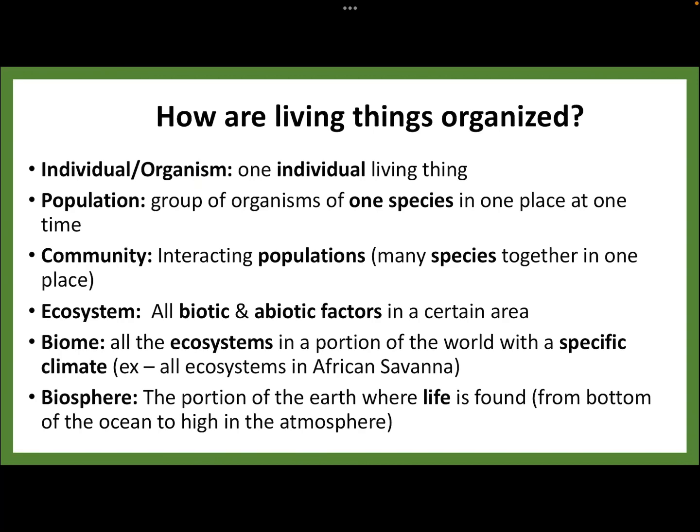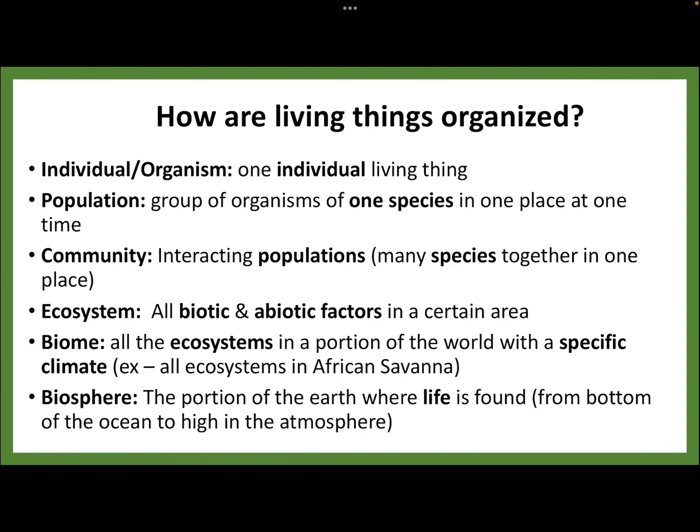Communities are interacting populations. So these are multiple different species in the same place at the same time and interacting. So maybe that would be the grass and the deer and the turkey and the robins making up the community in New Kensington. An ecosystem is the biotic and the abiotic factors in a certain area. So now this includes the non-living things like the temperature, the water, those things.